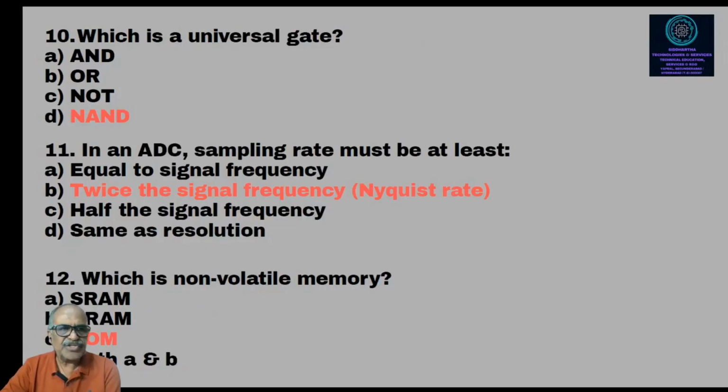Right. So the 10th question: which is a universal gate? NAND is a universal gate. We call NAND the universal gate, the correct answer. Next, question 11: in an ADC, the sampling rate must be at least equal to, twice the signal frequency. We call it the Nyquist rate. Okay, that is twice the signal frequency, the correct answer. Finally, last question: which is non-volatile memory? ROM. Very simple. Okay, so I hope you understood all these 12 questions.